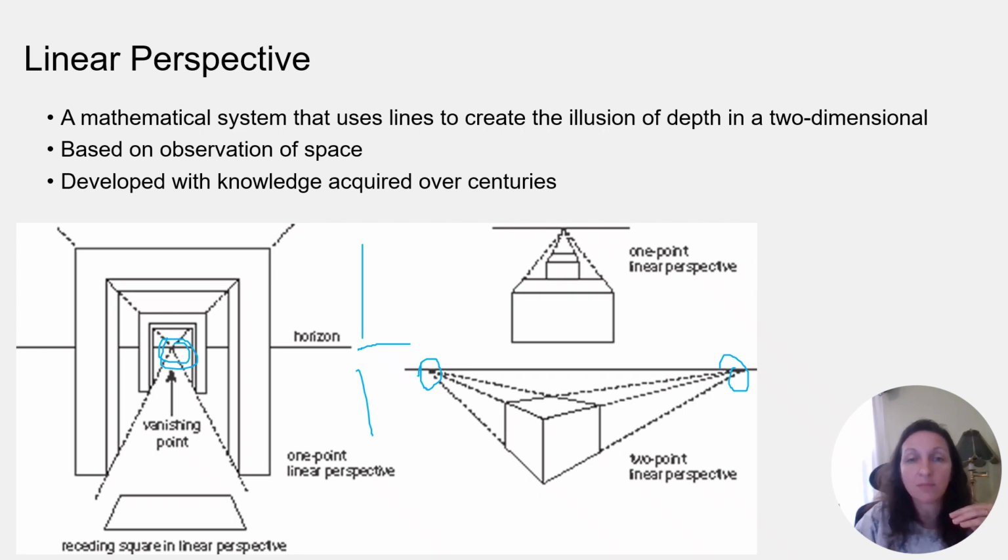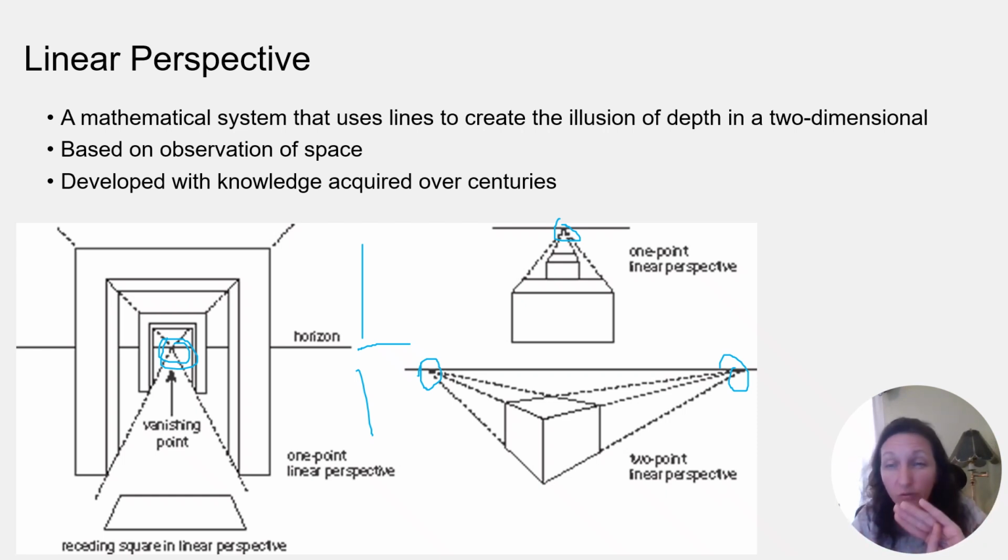And then all objects are going to converge visually at that vanishing point, either one or two of them, right? So this is based off observation of space and how things visually look as they recede.